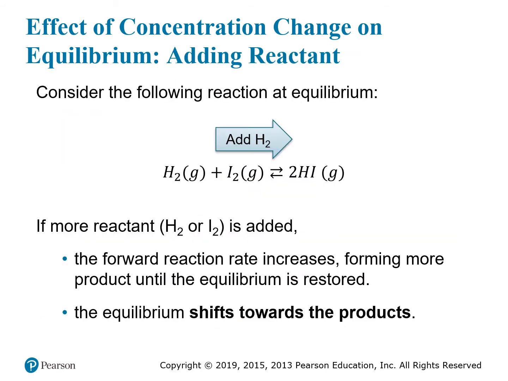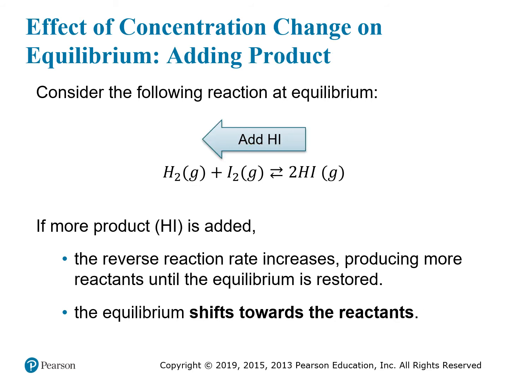So we've seen what happens to this equilibrium when we add more hydrogen. This increases the rate of the forward reaction because we've increased the amount of hydrogen, and so this causes an imbalance towards the right-hand side, causes the equilibrium to shift towards the products.